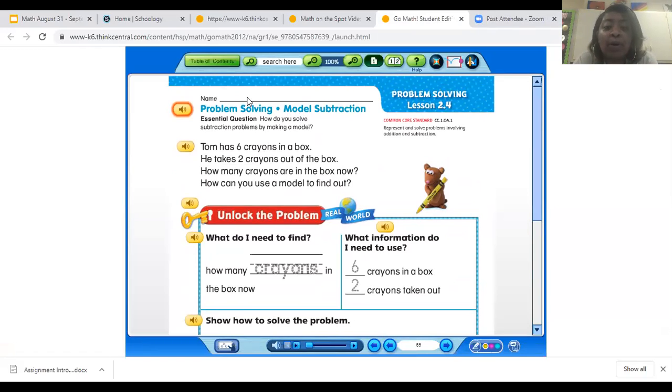Problem solving. We're going to model subtraction today. Tom has 6 crayons in a box. He takes 2 crayons out of the box.